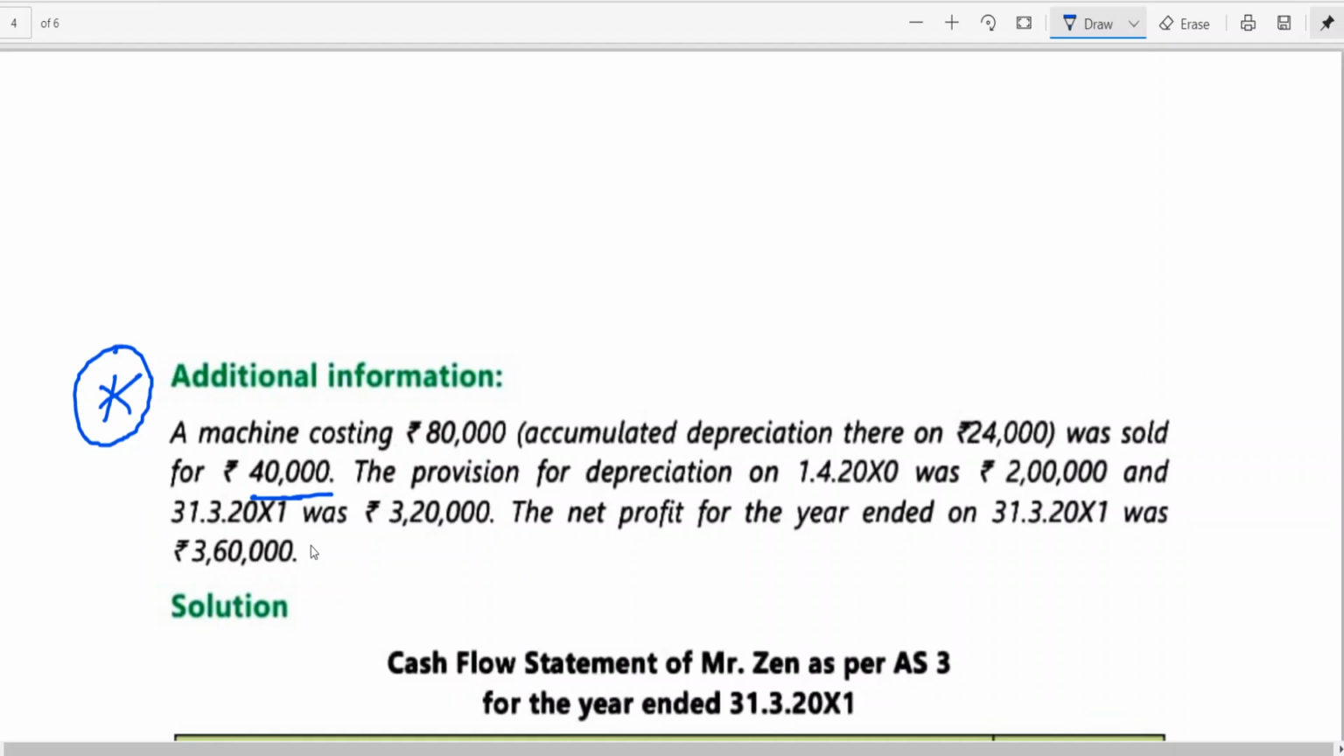The net profit for the year ended on 31st March 2011 was 3 lakh 60,000. So net profit has been given means, I think you know that we are going by which method? Indirect method. Is this clear? The net profit was given because we don't have cash sales, etc. So cash collected from debtors is not there. So definitely it is which method? Indirect method.